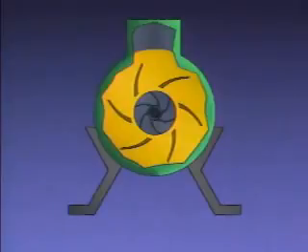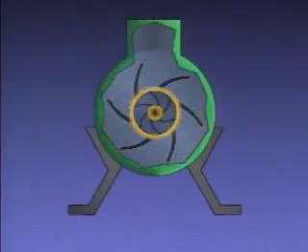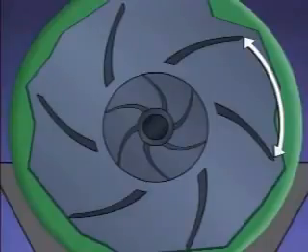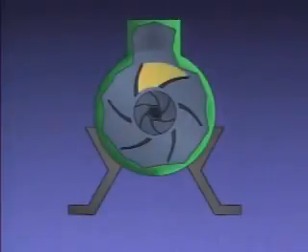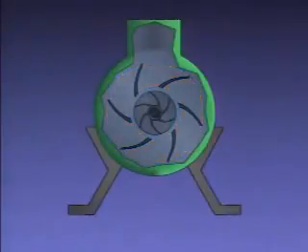A diffuser consists of a series of stationary vanes that surround the impeller. When we look at the vanes closely, we can see that the distance between the outer tips of the vanes is greater than the distance between the inner tips. As a result, the vanes create a series of small volutes all around the impeller. This arrangement of vanes balances the radial thrust around the impeller.